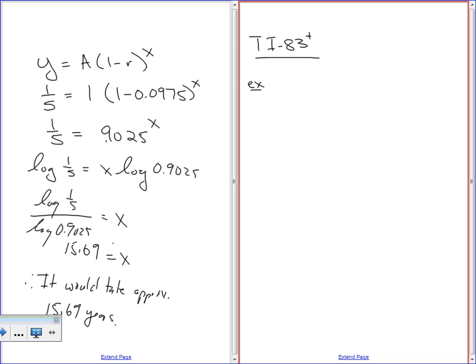So we'll do an example involving the TI-83 calculator. Because we can always ask you questions where I give you some information, you can tell me how to do it or something like that, right? Without actually using the actual calculator.